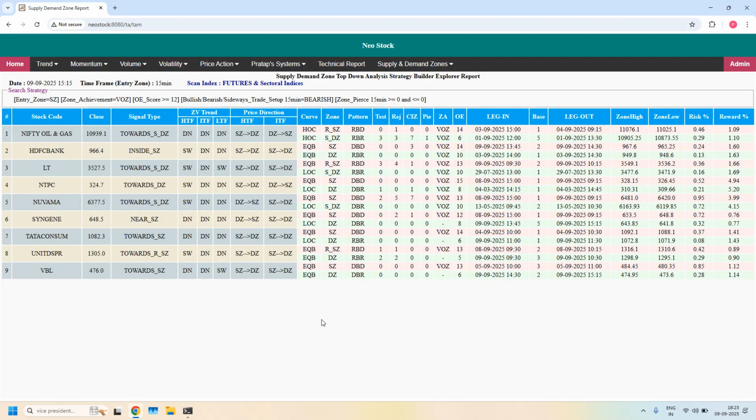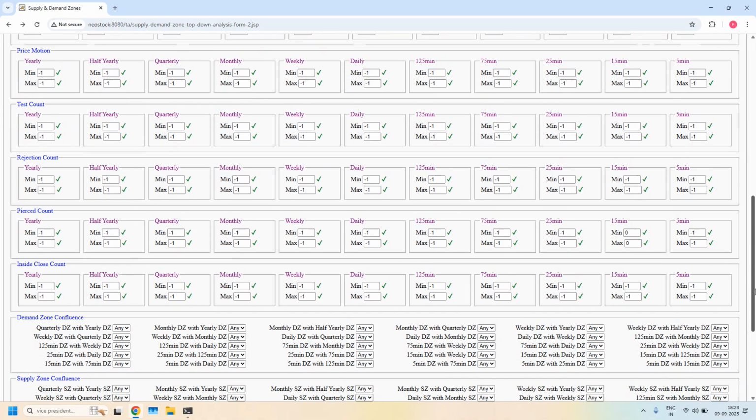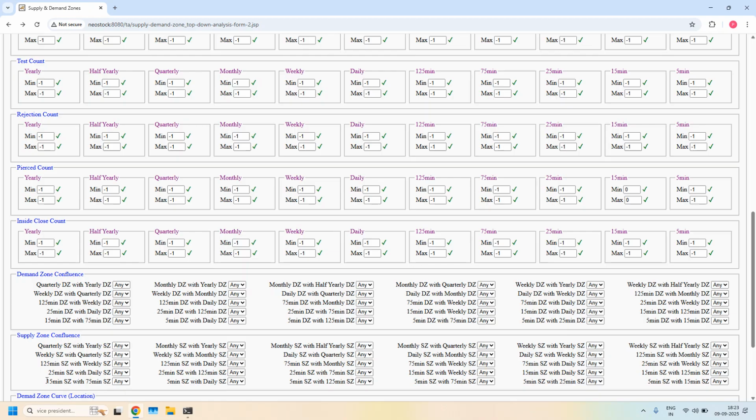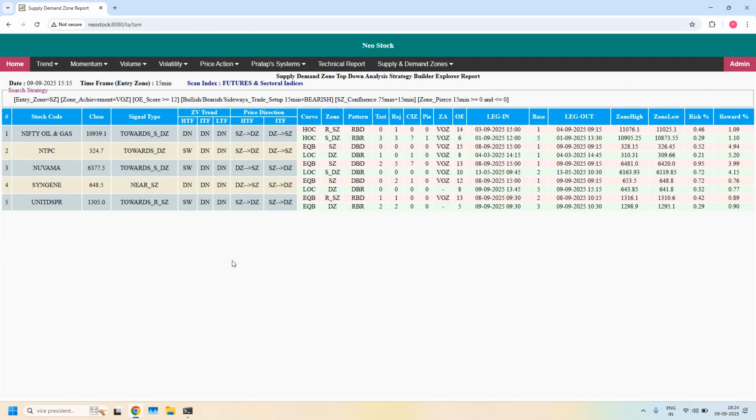Out of these 9, how many have a higher probability of success? That we will filter based on different zone confluence and EMA confluence strategies that you learned in lesson 27. So the first filter is LTF and ITF supply zone confluence, that is 15 minutes and 75 minutes supply zone confluence. By applying the filter, we got 5 stocks.